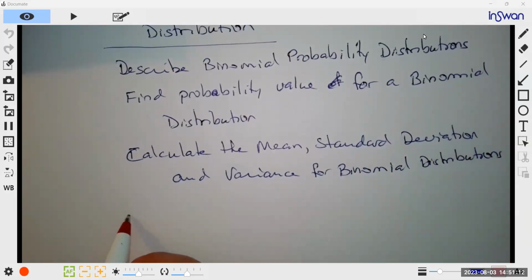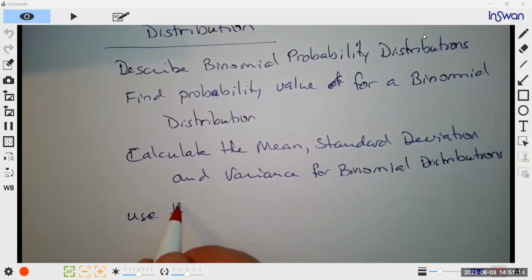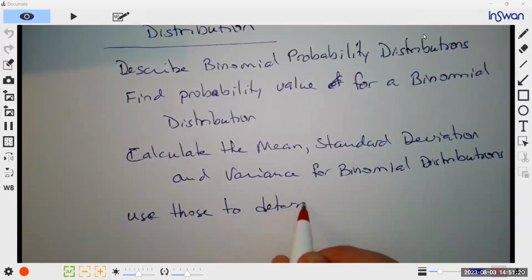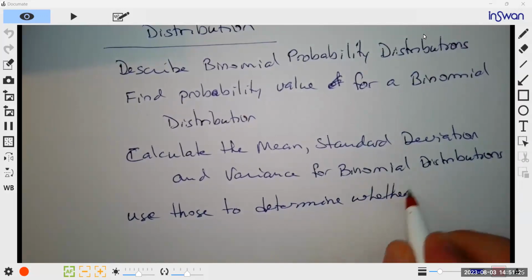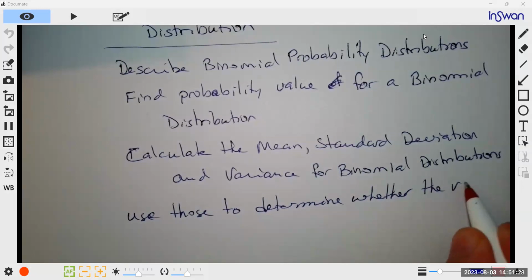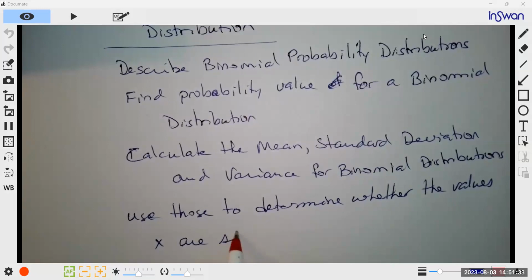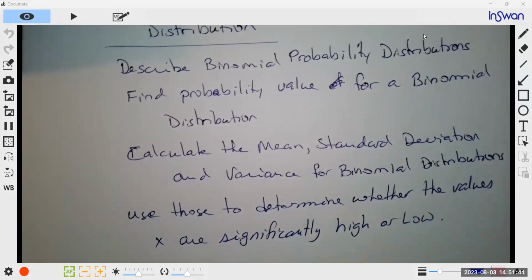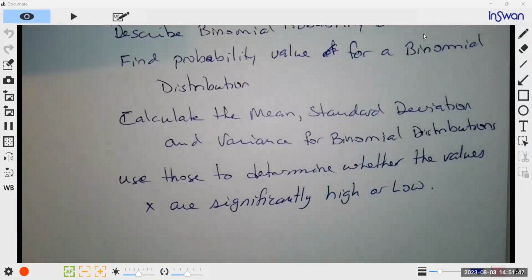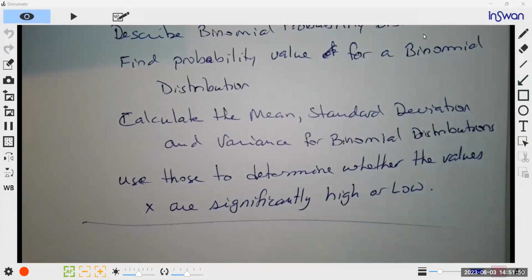Once we find those, then we'll use those to determine whether the values X are significantly high or low, or neither. So that's what we're going to do in this section.